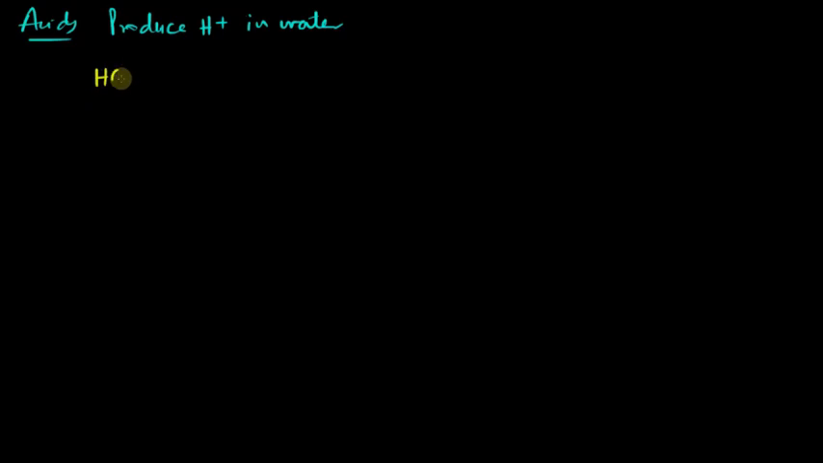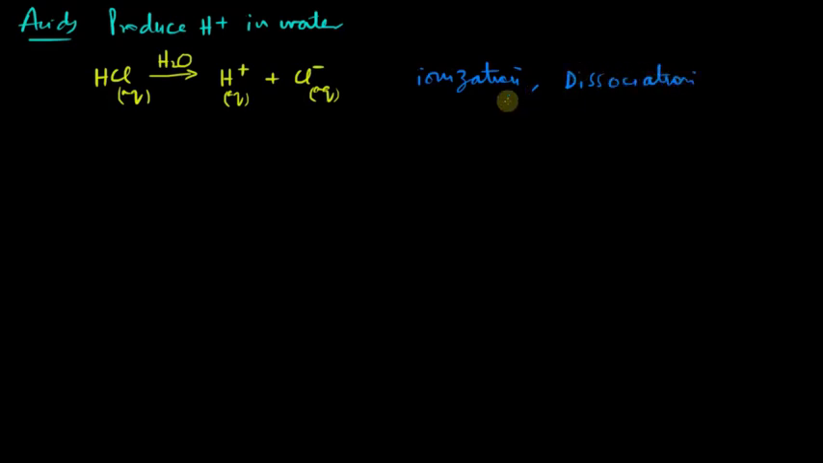Like you got HCl, and if you put HCl in water, it converts into its ions. That means it produces H plus ions plus Cl negative ions. Right now HCl is in aqueous form, while H plus will also be in the aqueous form and Cl is in the aqueous state. So this is known as ionization, or we can use the word dissociation. So we say that HCl has dissociated into its ions when you put it in water.